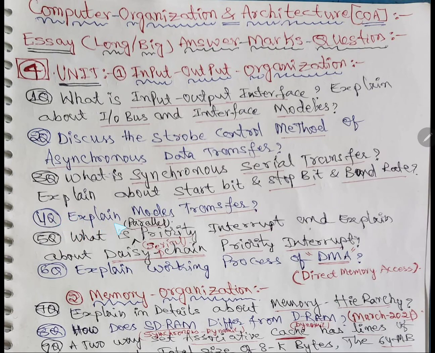So the fourth question: explain modes of transfer. See, we have 3 types of modes of transfer: programmed input output, priority interrupt, which is very very important, and DMA, which is very very very important, right? Out of those 3, one question is compulsory. So here I have covered. No, I will check it again.